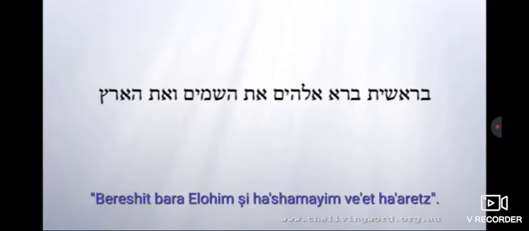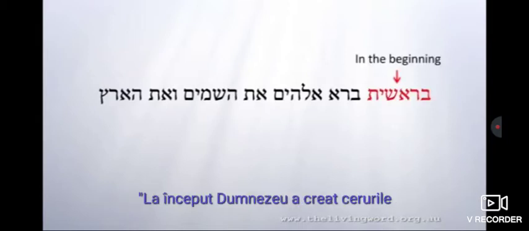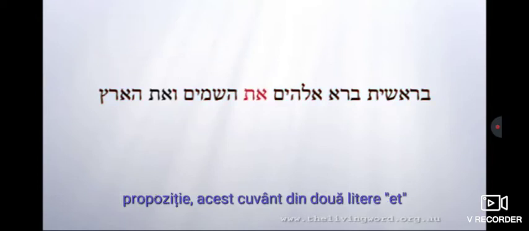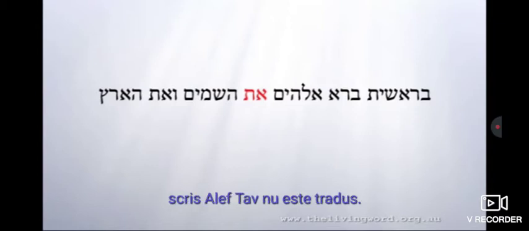Here is Genesis 1:1 in Hebrew. Bereshit bara Elohim et hashamayim ve'et haaretz. In the beginning, God created the heavens and the earth. The middle word in this sentence, this two-letter word, et, spelled aleph tav, is not translated.